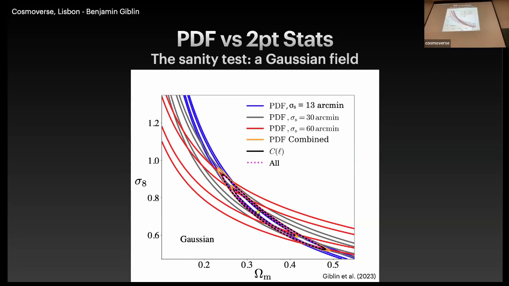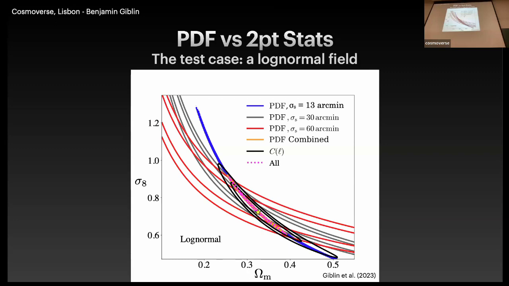But let's look at what this looks like for a non-Gaussian field. Now it's log normal. These contours all have the same meaning as before. And now the combination of all these PDFs produces this very, very tight orange contour, which significantly outperforms your 2-point power spectrum. And now when you combine all these statistics together, giving you the dashed pink, that produces the exact same result as the lensing PDF.